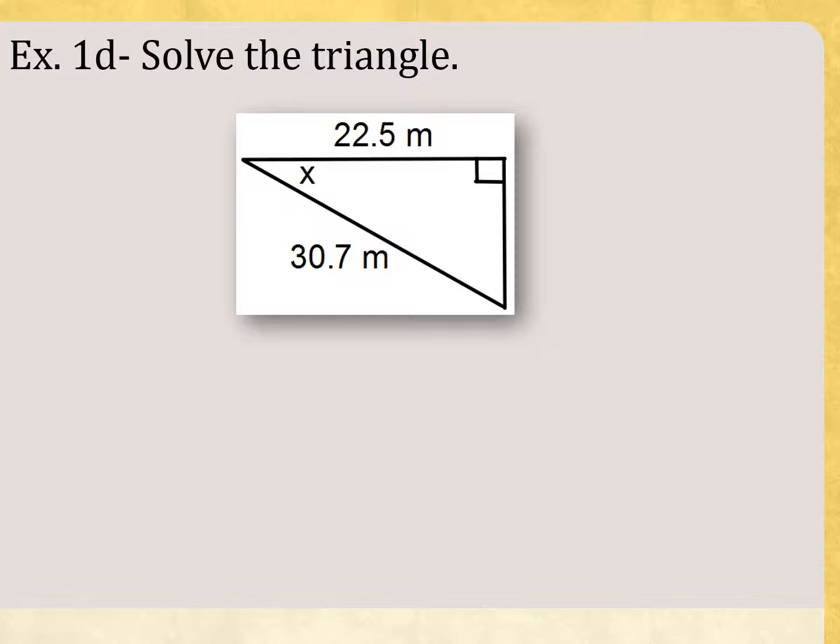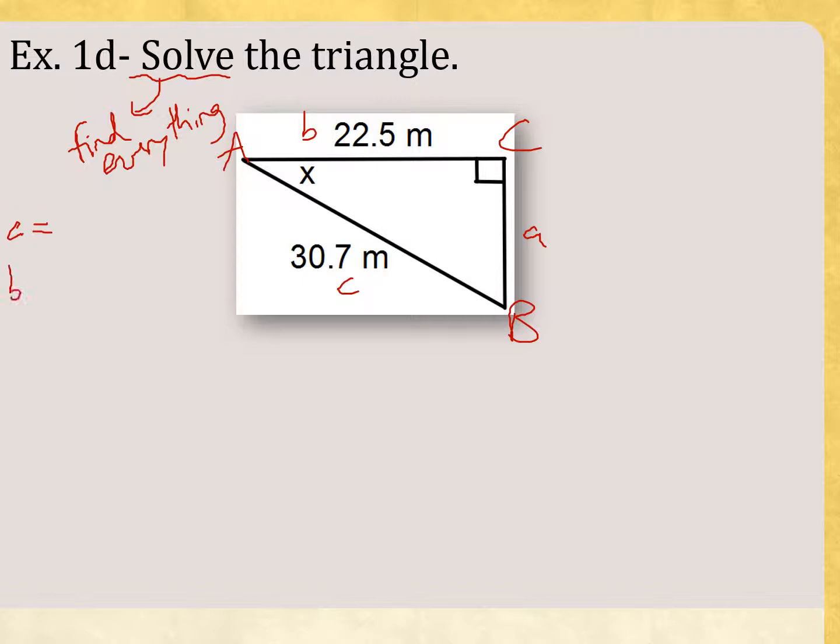1D, solve the triangle. If you don't remember, solve means find everything. So maybe a good idea, let's call this A, B, and C. So give your angle some letters, then label the sides, A, C, and B. Make a little chart. So A equals, B equals, C equals, capital A, capital B, capital C, and then fill in what you know.